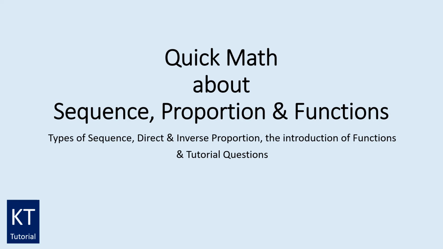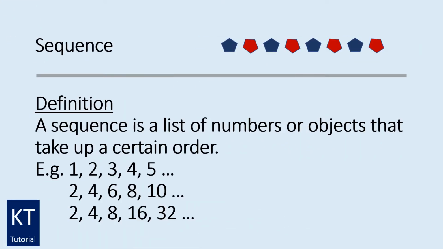In this segment, we shall be discussing sequence, proportion, and functions, with specifics including types of sequence, direct and inverse proportion, and the introduction of functions. We shall start with the topic sequence, which is a list of numbers or objects that take up a certain order. For example, 1, 2, 3, 4, 5, or 2, 4, 6, 8, 10, or 2, 4, 8, 16, and 32.